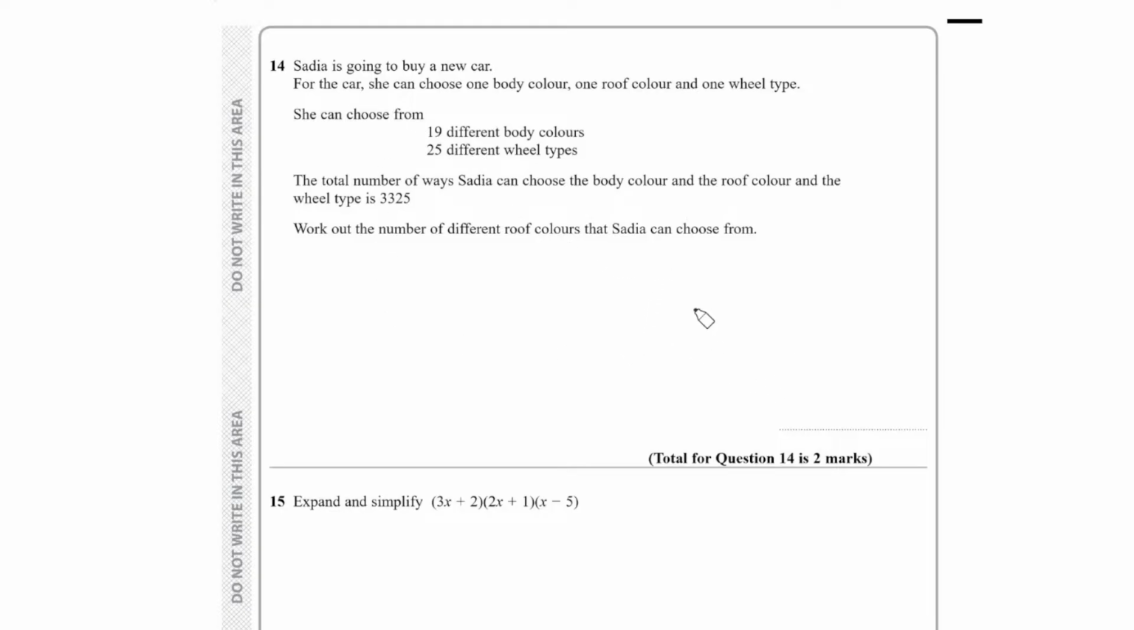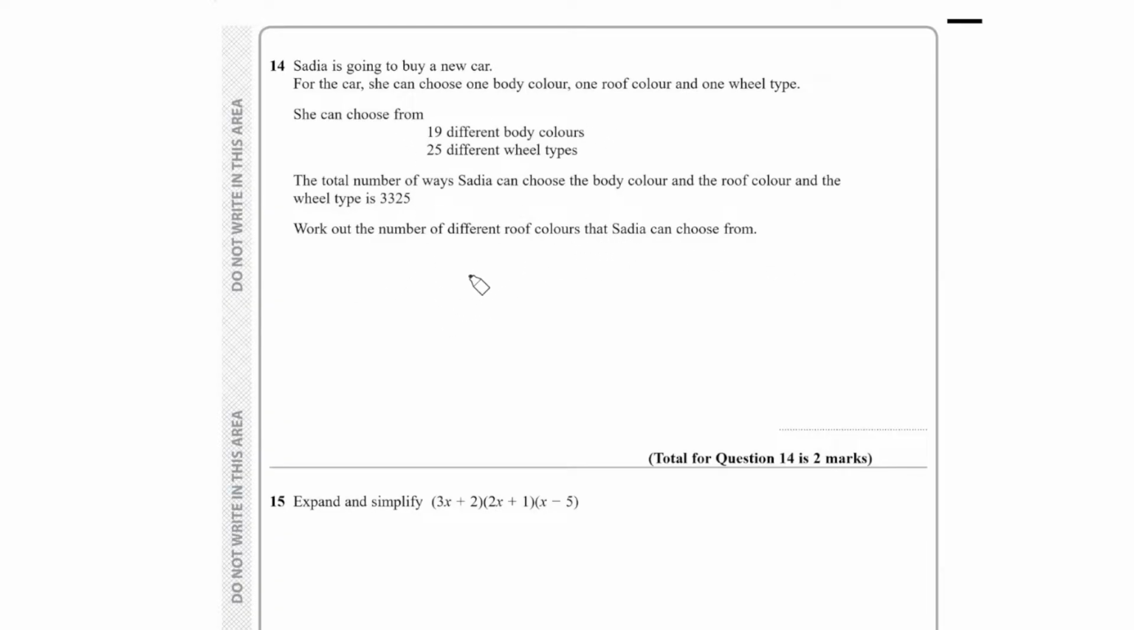Okay, question 14. So, Sadia's going to buy a new car. For the car, she can choose one body colour, one roof colour, and one wheel type. She can choose from 19 different body colours, 25 different wheel types. The total number of ways Sadia can choose the body colour and the roof colour and the wheel type is 3,325. Work out the number of different roof colours that Sadia can choose from.